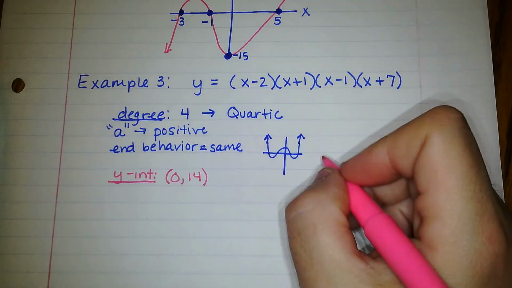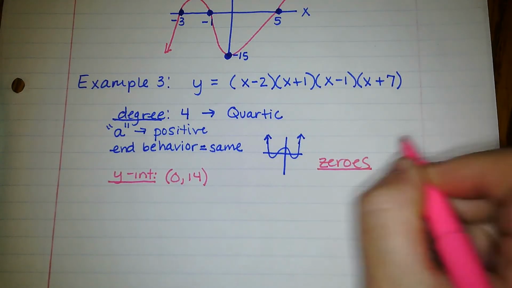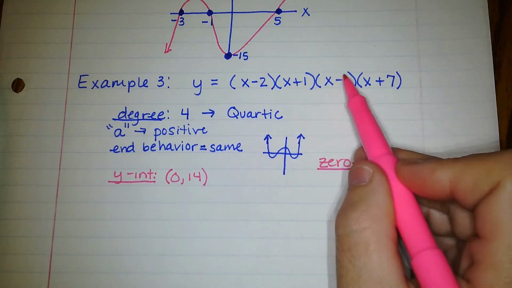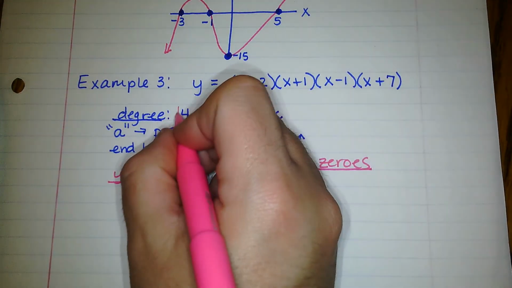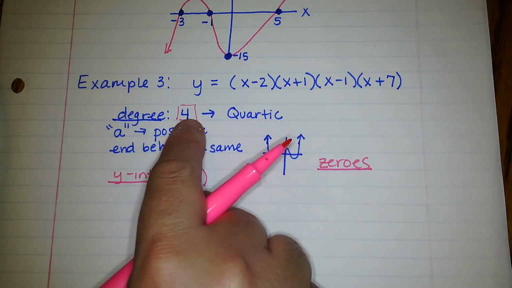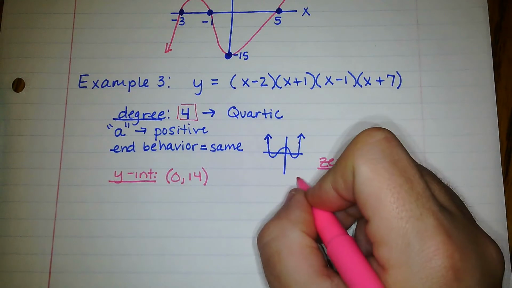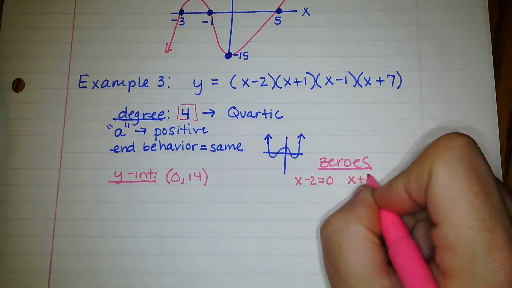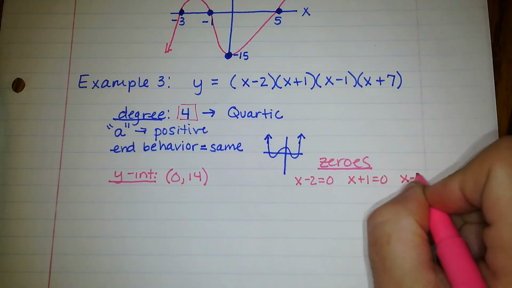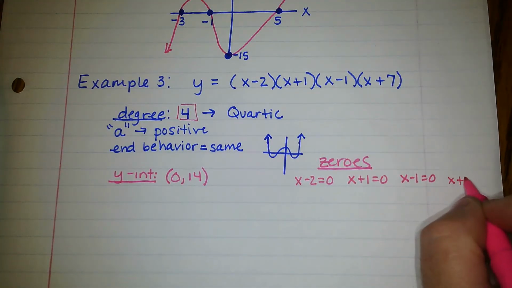The last piece we have to do here is the zeros. So I've got 4 different zeros that I'm looking at. And that's because a quartic has up to 4 crosses on the x-axis. This one has all 4. X minus 2 equals 0. X plus 1 equals 0. X minus 1 equals 0. And over here in the corner, x plus 7 equals 0.